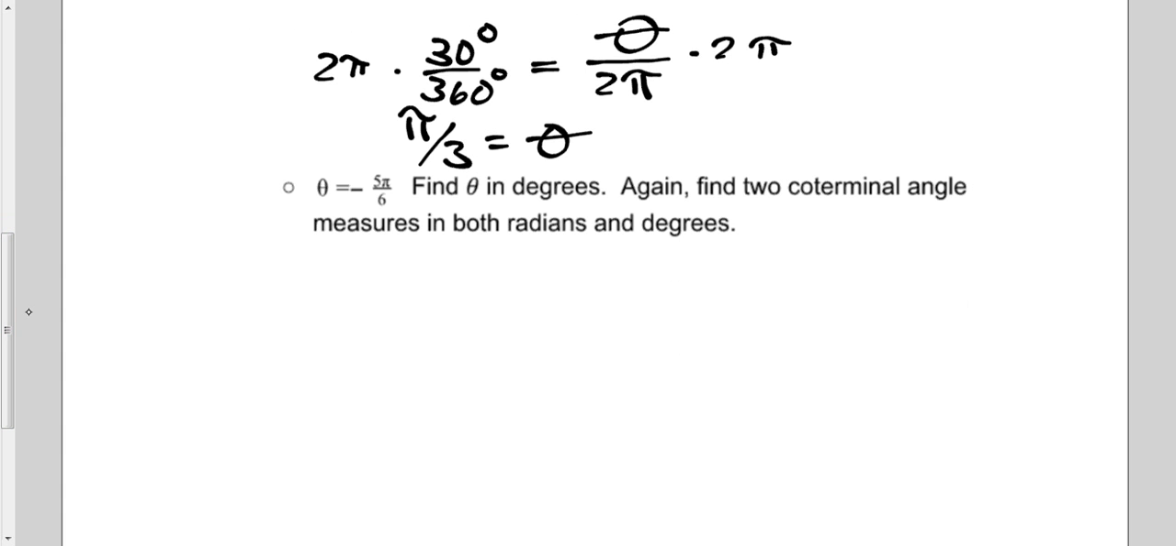Now, we get negative 5 pi over 6. Now you got your equal sign. And what goes over here? What goes on the left?